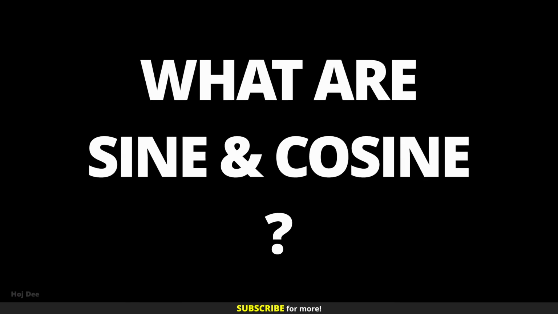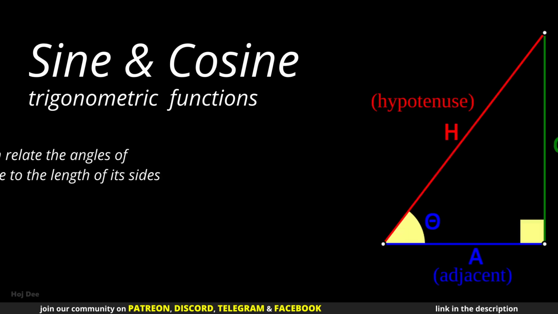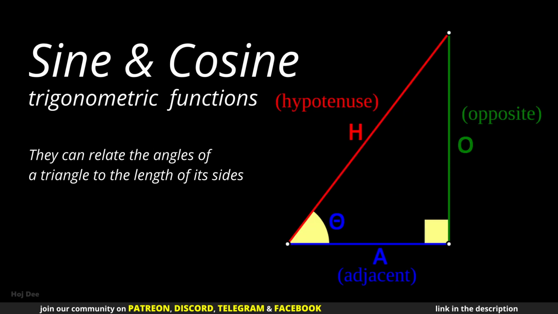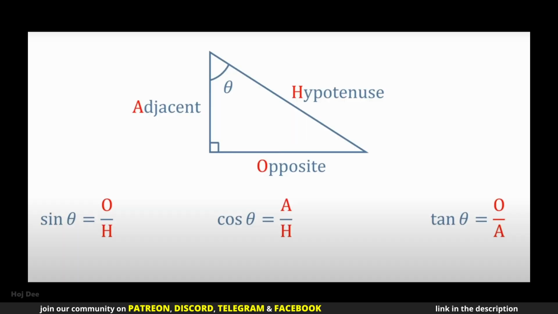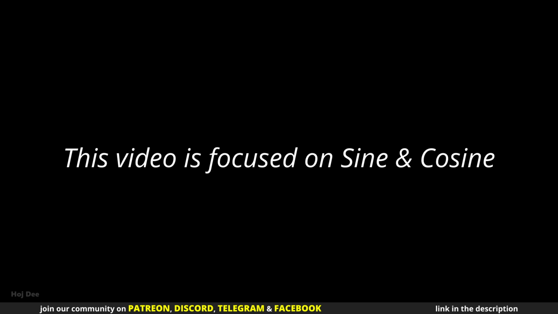What are sine and cosine? Sine and cosine are trigonometric functions. They can relate the angles of a triangle to the length of its sides. Here are how they can be calculated on a triangle. These 3 are the core trigonometry functions: sine, cosine, and tangent. We also have the tangent node in materials, but I'll cover it in another video.